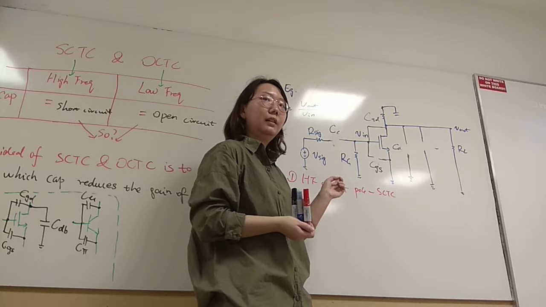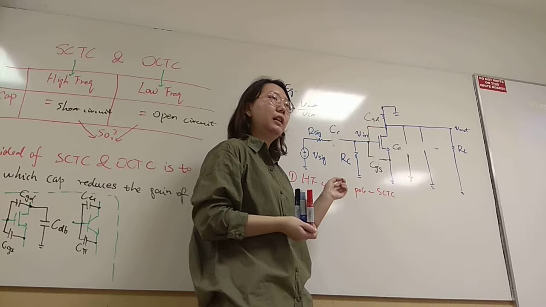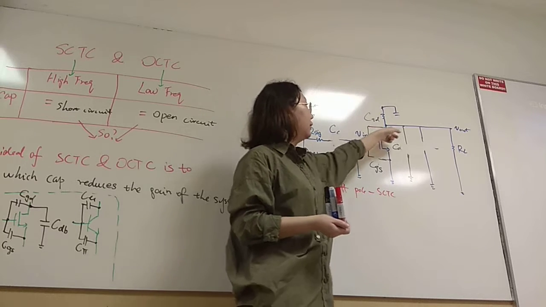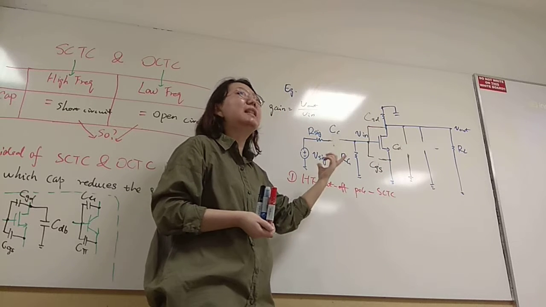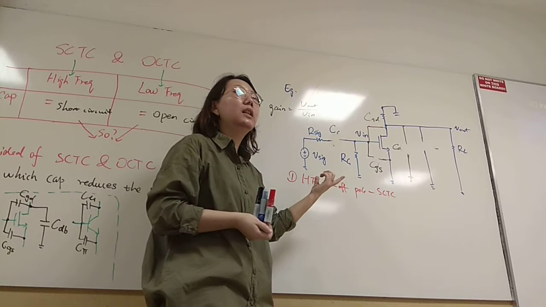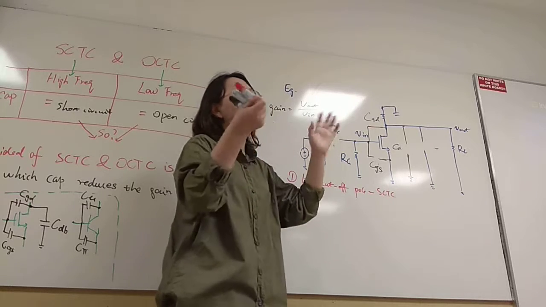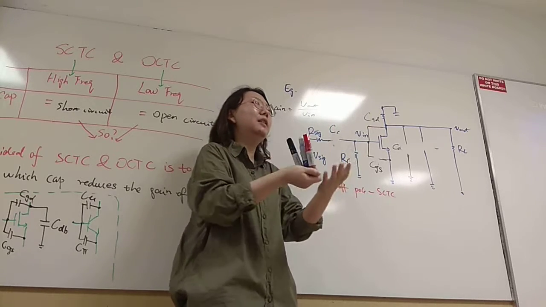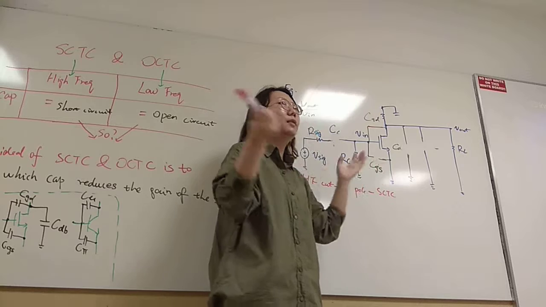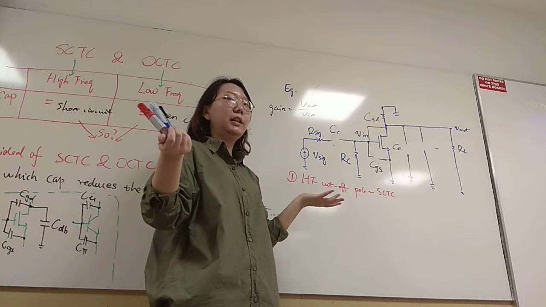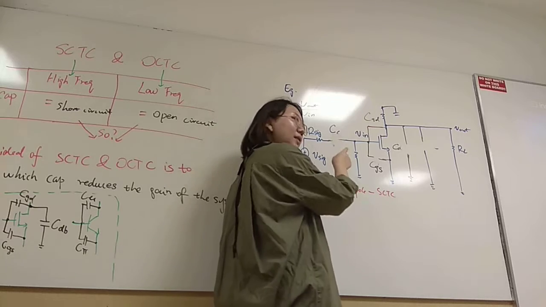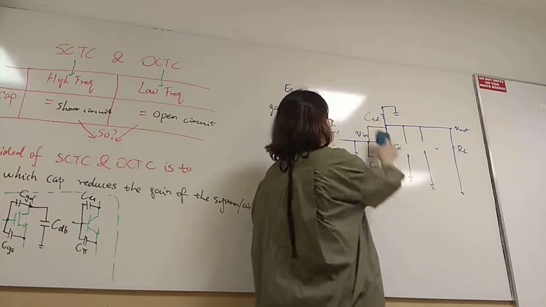Why? Because V in is connected to V out directly. V in is shorted to V out, right? So V in equals V out. So the gain for this system is 1. So originally I have some gain, but now after I short my CGD, the gain dropped to 1. That means my CGD is a troublemaker. So you remember CGD is a troublemaker, then you put it back.